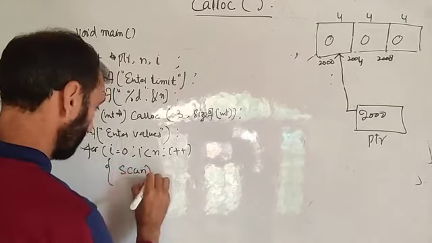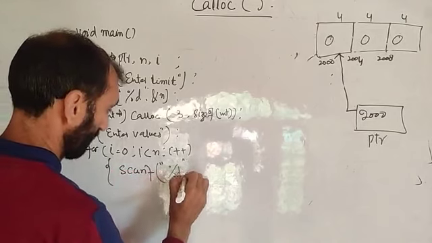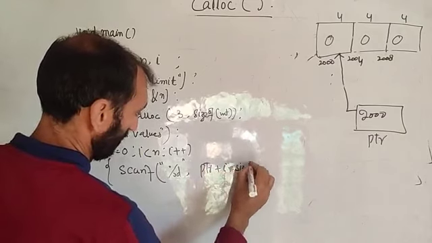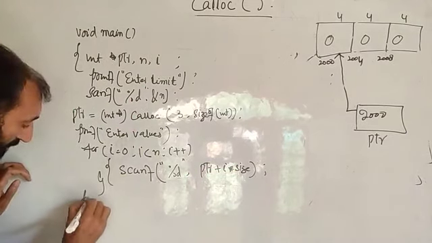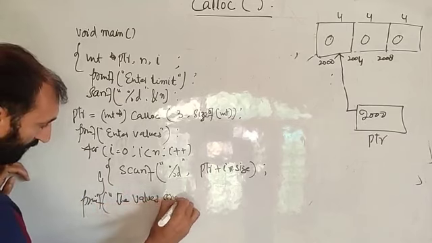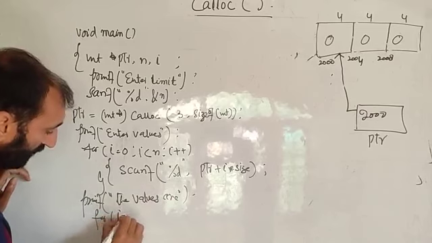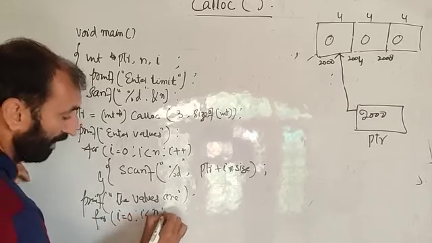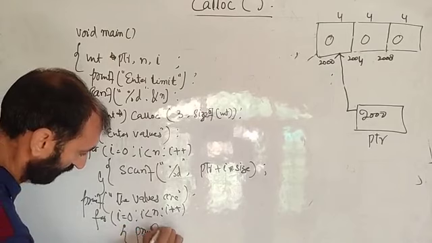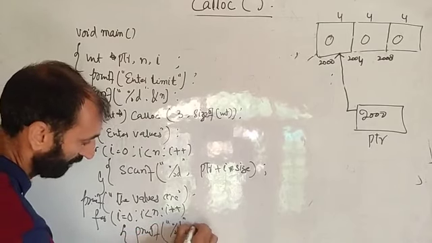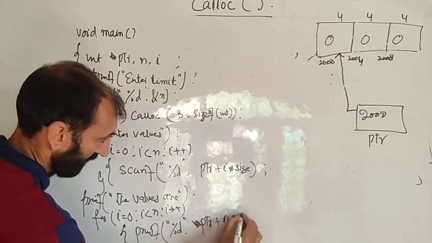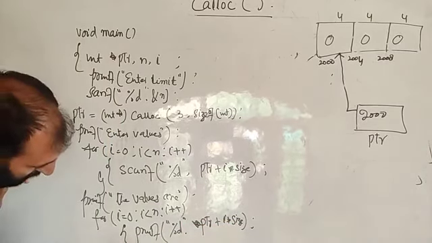scanf %d, ptr plus i. printf the values are. for i equal to 0, i less than n, i plus plus. printf %d, *(ptr plus i).